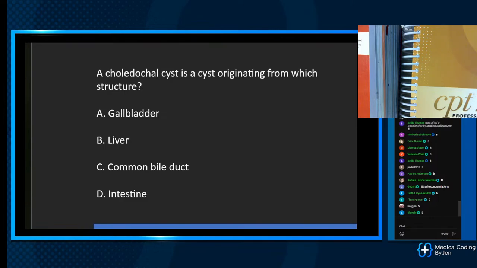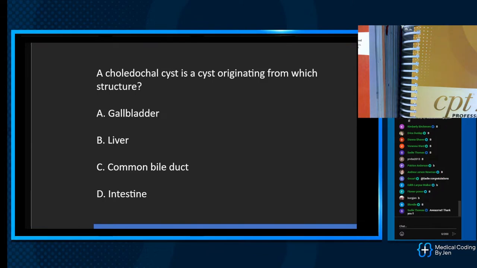With AAPC, y'all used to be able to still bring medical dictionaries. When I took my CPC, we were able to have a medical dictionary, but that was back in 2019. They've gotten rid of that and won't let us bring one now.